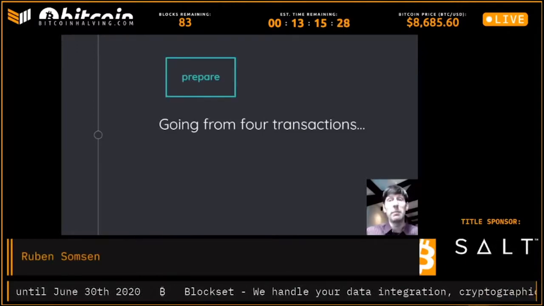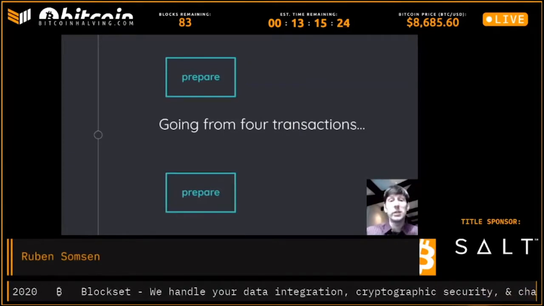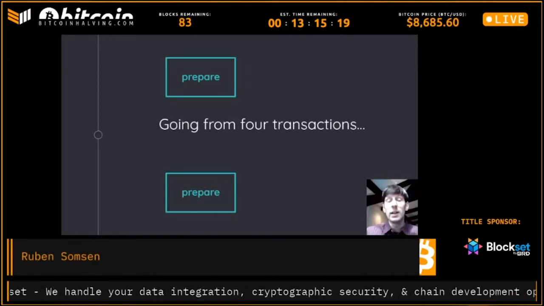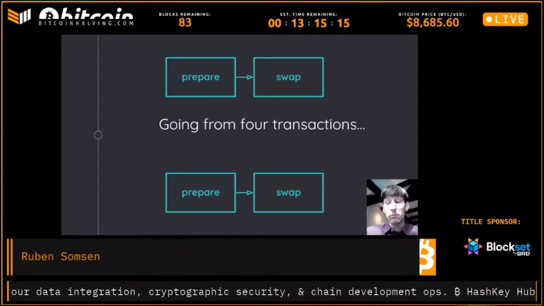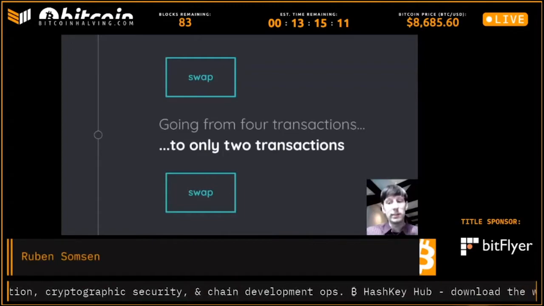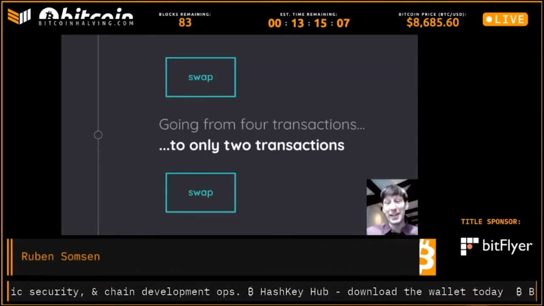So you have a preparation transaction on the first chain, then you have another preparation transaction on the other chain, which is generally a multi-sig on both cases, and then you have some kind of time lock, and then you do a swap. So we are taking that, and we are basically bringing it down to only 2 transactions. And you might think, well, how the hell is that possible? Well, you're going to find out.